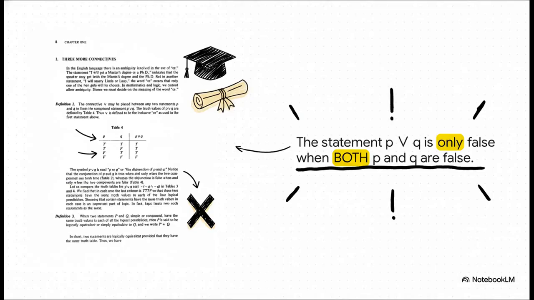And here we go. This truth table clears everything up. Just look at that first row. If P, getting a master's, is true, and Q, getting a PhD, is also true, the whole "P or Q" statement is still considered true. So boom, there's our answer. In the language of logic, the speaker can absolutely get both degrees. The only way for the statement to be false is if they get neither of them. All that ambiguity, it's just gone.